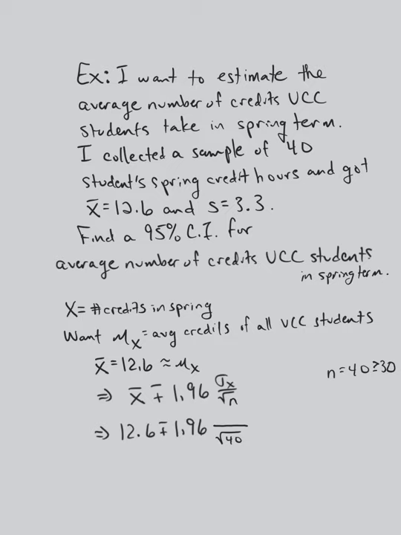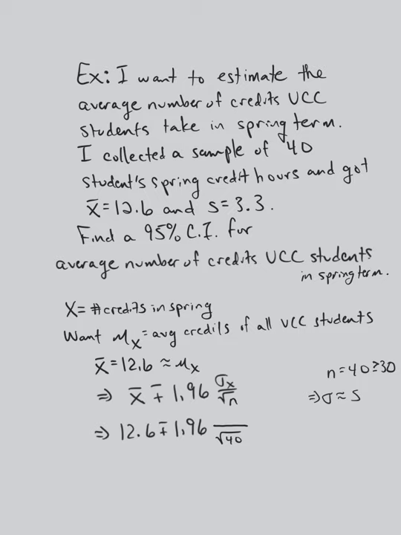But notice that n is greater than or equal to 30. And so whenever n is greater than or equal to 30, we can assume that the population standard deviation is close to the sample standard deviation. You got to be really careful about that, though. All right, there's two parts to be careful about.